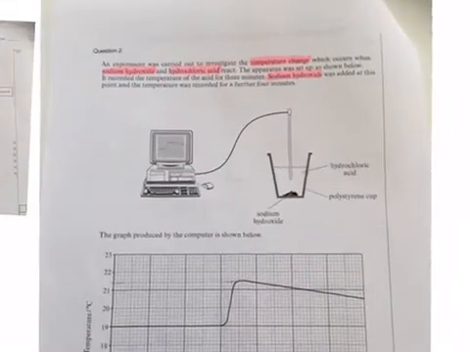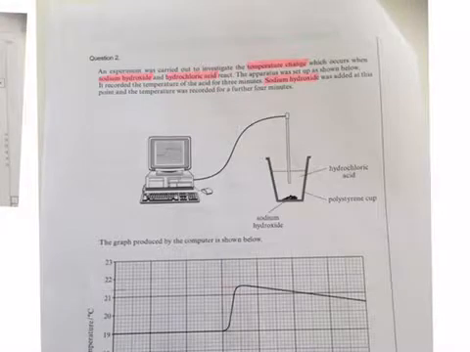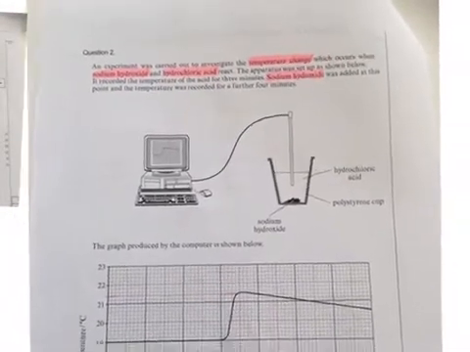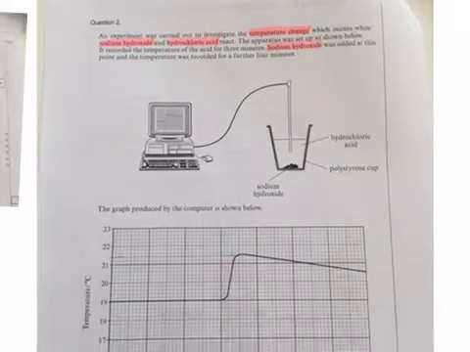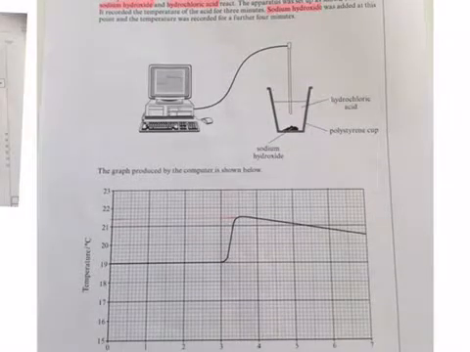Moving on then to question number 2. So question number 2 is again a common kind of question, looking at the results that the graph gave you. So an experiment was carried out to investigate temperature change which occurred when you add sodium hydroxide to hydrochloric acid. So again, a neutralization reaction. They show you the setup of what they're doing in the experiment.